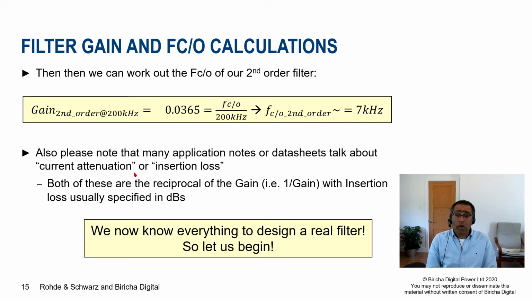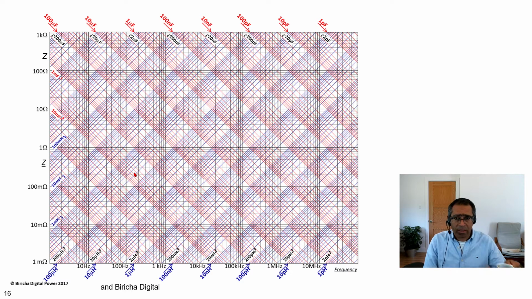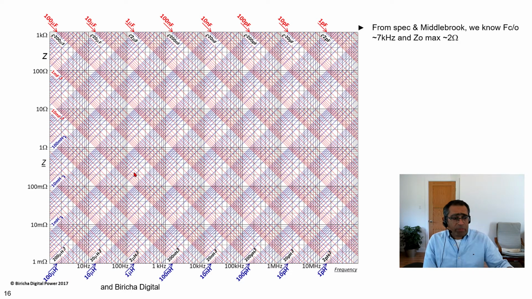So now we know everything to design a real filter. So let's design one. We start with our specification. From the specification of the previous slides, we know that we need a cutoff frequency of 7 kilohertz in order to attenuate 750 milliamps down to 1 milliamp. We also know from the specification of our power supply, with the input voltage, efficiency, and output power, etc., that its Zin was 20 ohms, and therefore, because of Middlebrook, Z out cannot be bigger than 2 ohms.